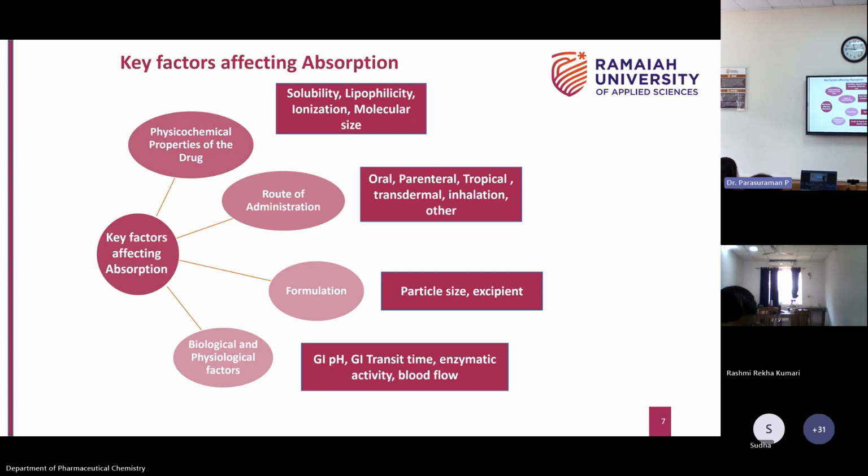Second is route of administration. As I already explained, route of administration plays an important role. If we are taking IV, it will be 100%, it gets into the bloodstream. Then formulation. Formulation plays an important role, because with active ingredients there are several excipients, and even the particle size of the formulation matters, like nanoparticles that we use for crossing the blood-brain barrier.